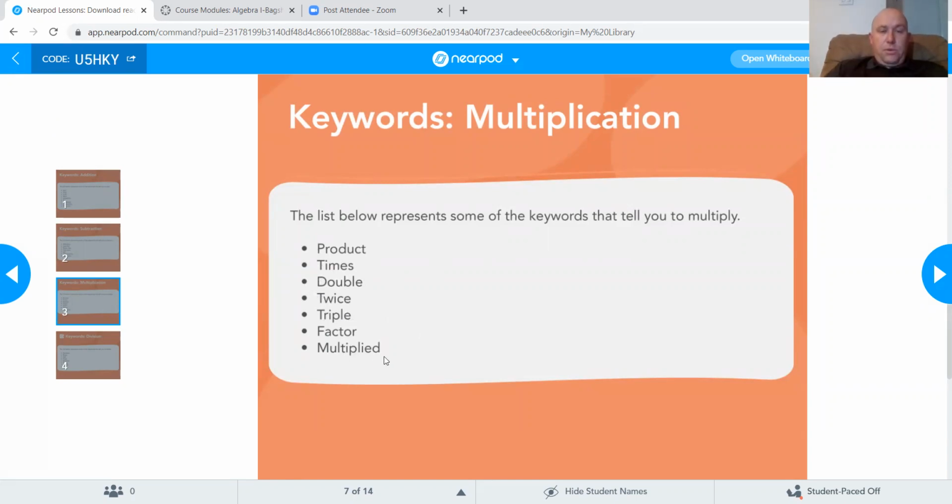At this point as well, multiplied obviously would be an obvious one, and factor, which we'll talk about certainly in another unit as well. When we look at factors of numbers, it would be things that multiply together to make that number.